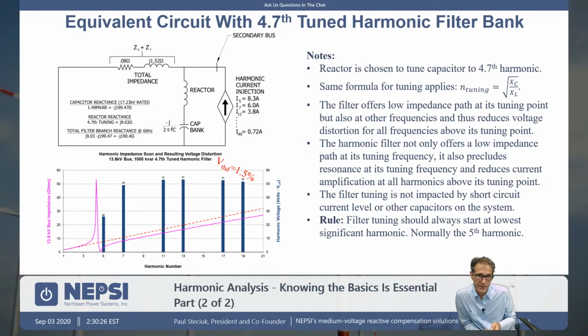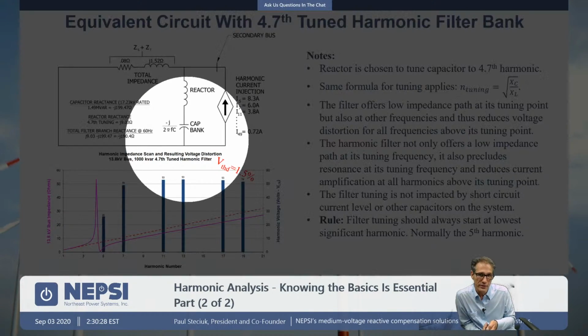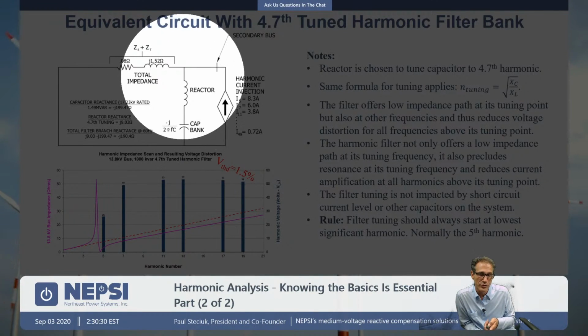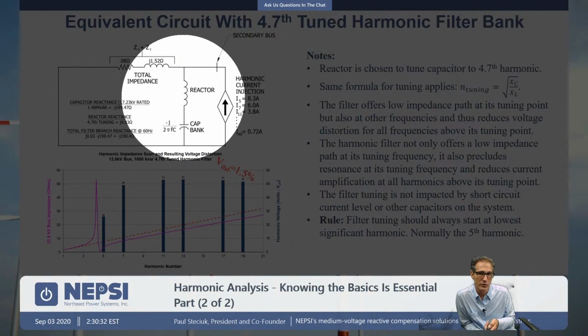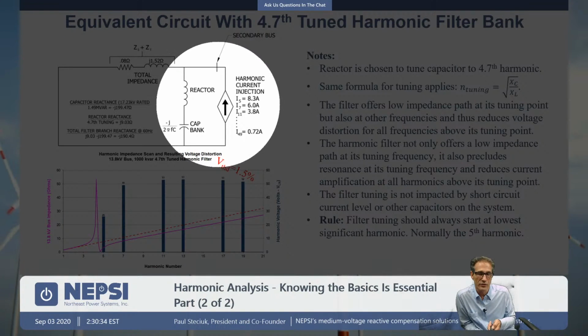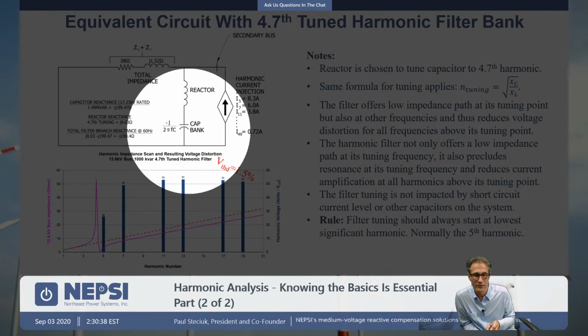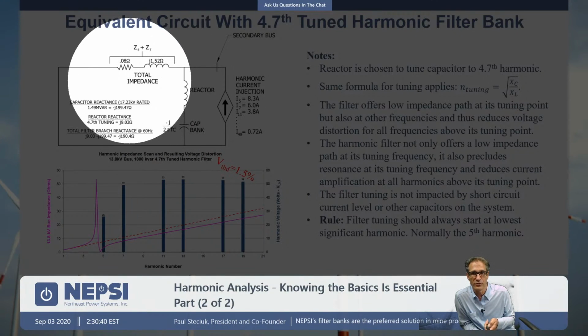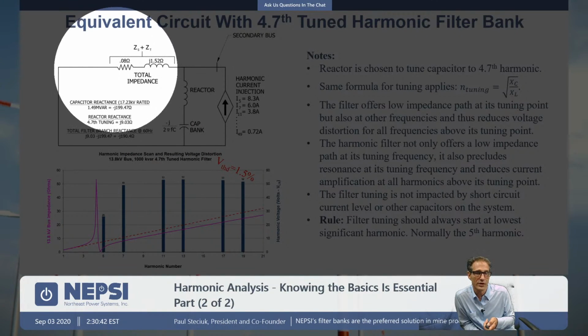So we're putting filters in. Just to recap, we're putting filters in. We're tuning to, say, the fifth to create a low impedance so that current from the harmonic current injection or the drive itself will flow into the filter branch rather than into the source. So we're reducing current at the point of common coupling is what we're doing.